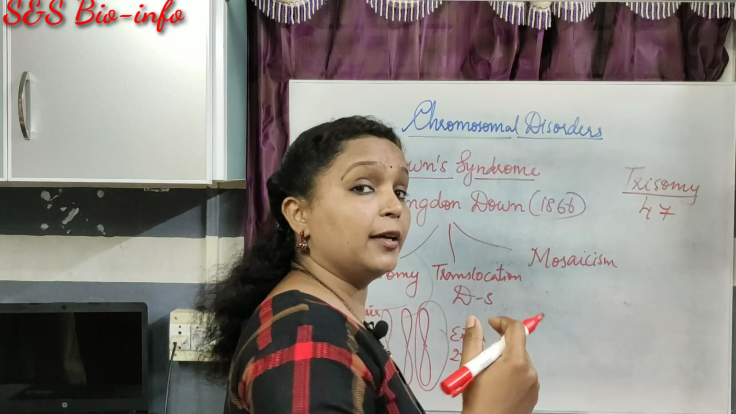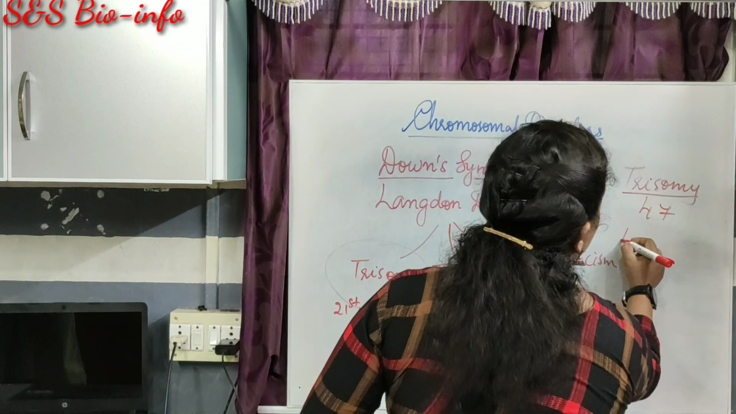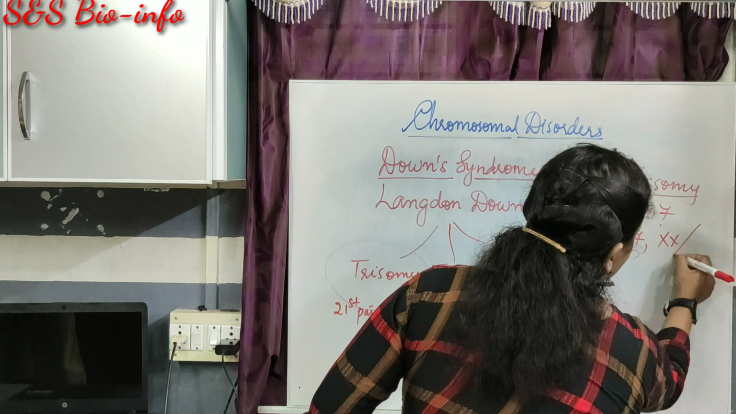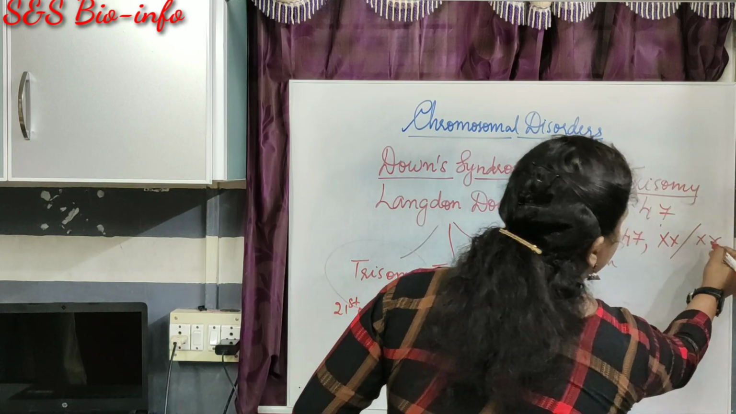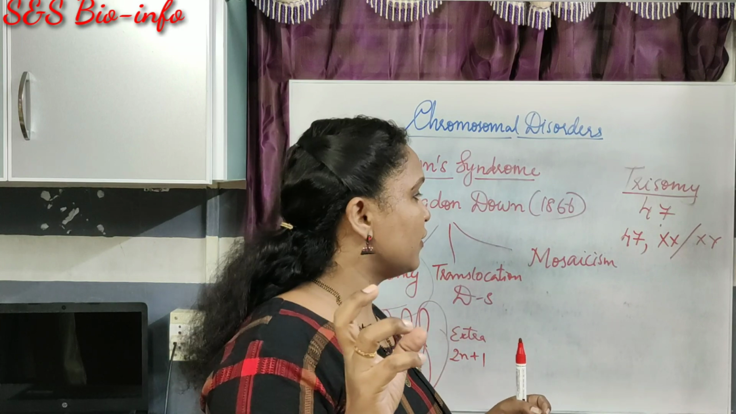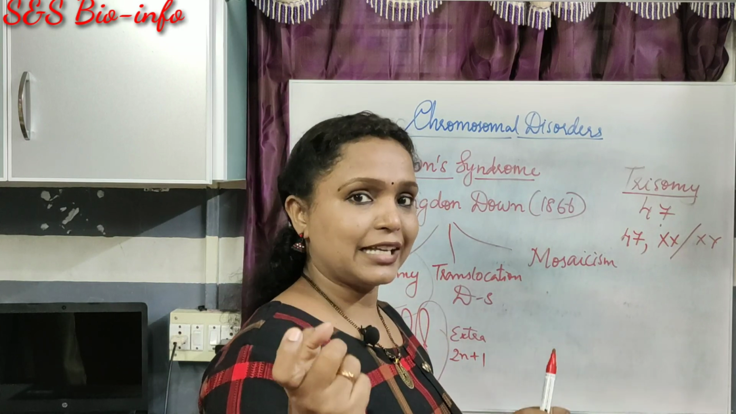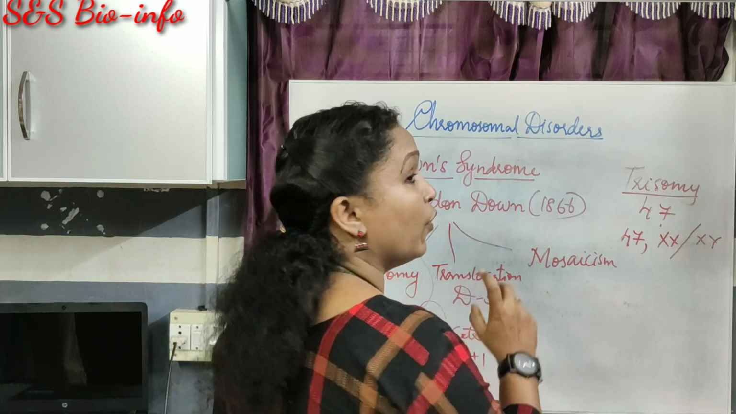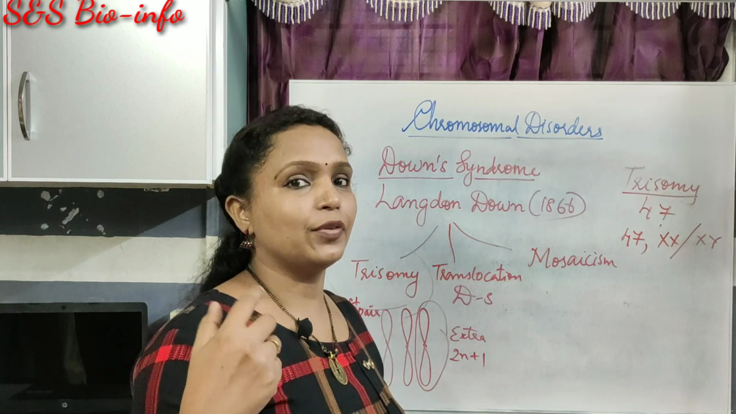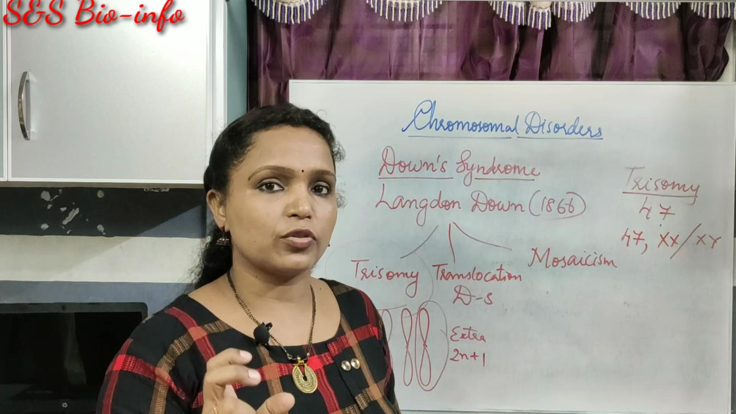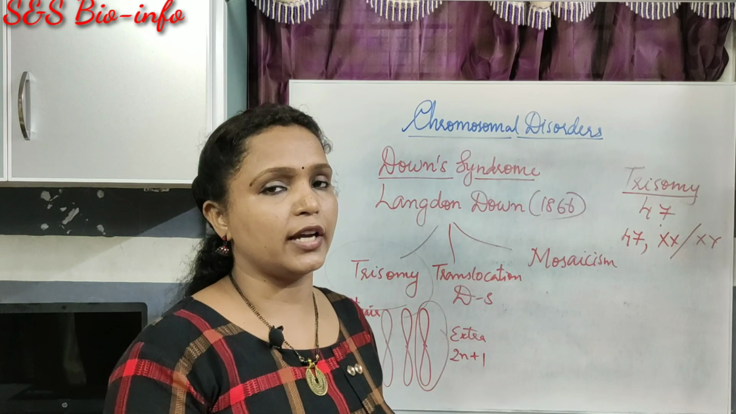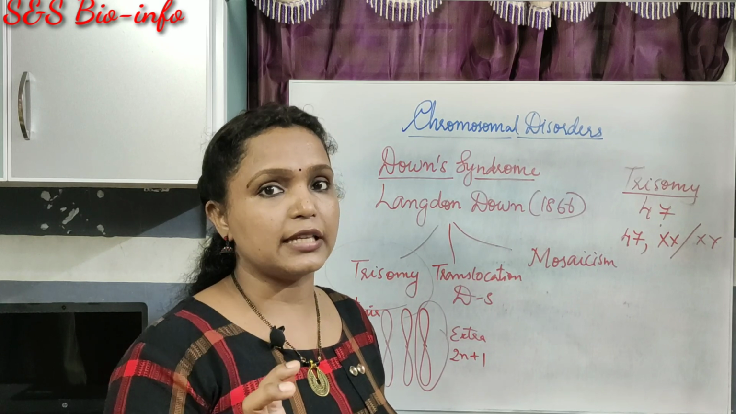The karyotype can be written as 47, XX or XY. That means the total number is 47, including the sex chromosome. That means 45 autosomes, then 46, then 47. 45 autosomes and the sex chromosome XX or XY. So the total number is 47.